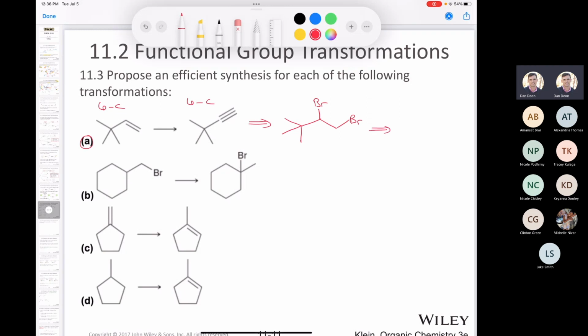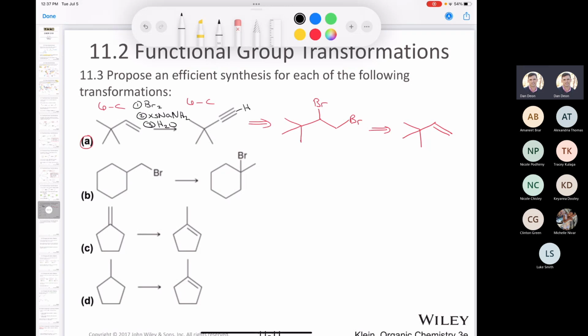which I could make from the alkene. And we have the alkene. And so the synthesis of this alkyne would be to first treat the alkene with bromine to make the dibromo. And then 2 would be to treat it with excess sodium amide. And then 3 would be to treat it with water or acid to add the proton on the end. All right, so that's how you want to approach a retrosynthesis like that.